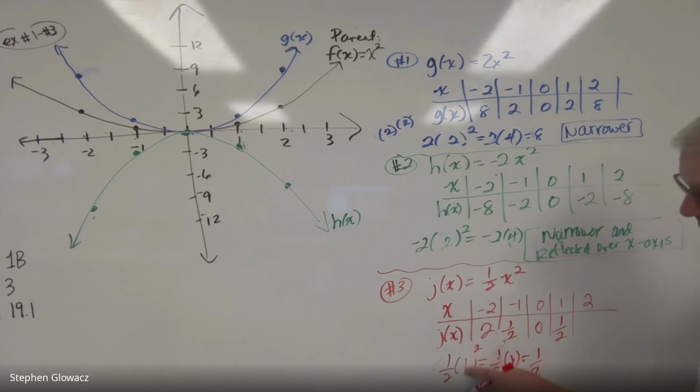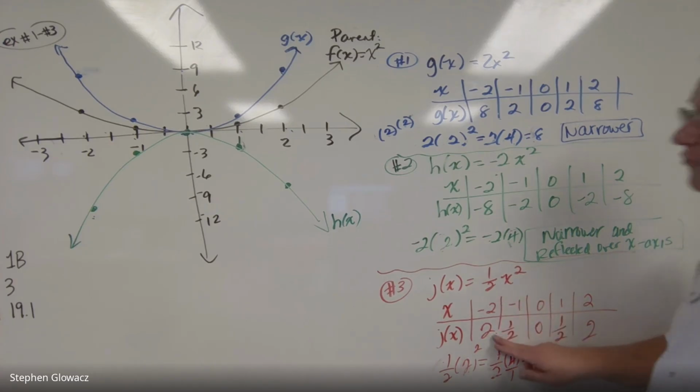And then finally, positive 2 squared. 2 squared means 2 times 2, which is 4. And then half of 4 is 2. And again, you can multiply that out. 1 times 4 is 4. 2 times 1 is 2. 4 divided by 2 is 2. All right, so let's go ahead and plot these points.